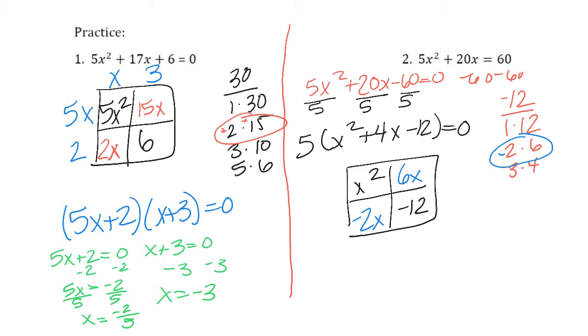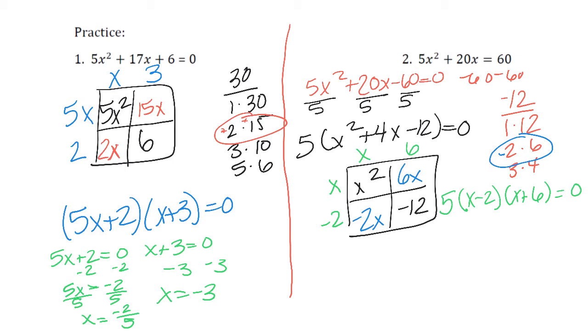Still looking for my GCF in each row and column. So between x squared and negative 2x, the only thing in common is an x. Between 6x and negative 12, the thing in common is a 6. Between x squared and 6x, I have an x in common. Between negative 2x and negative 12, I have a negative 2 in common. So then my final factored form becomes 5, parentheses, x minus 2, x plus 6 equals 0.